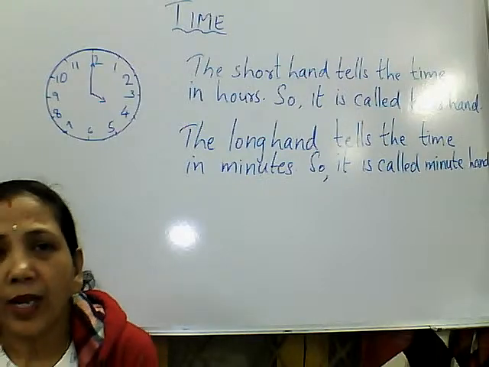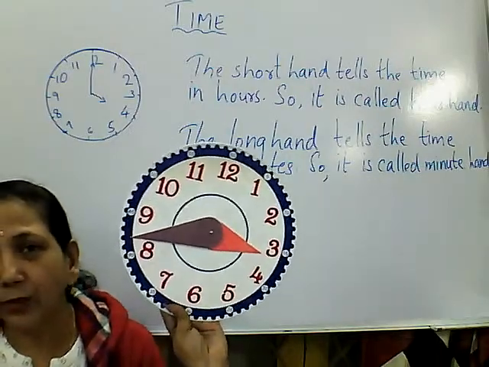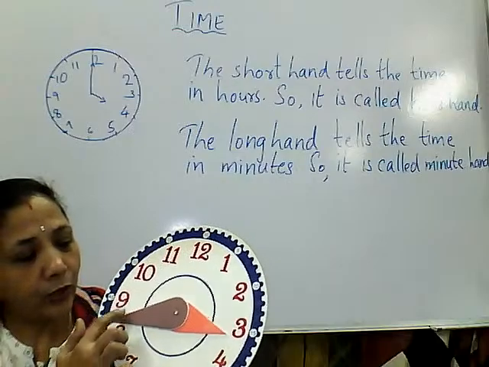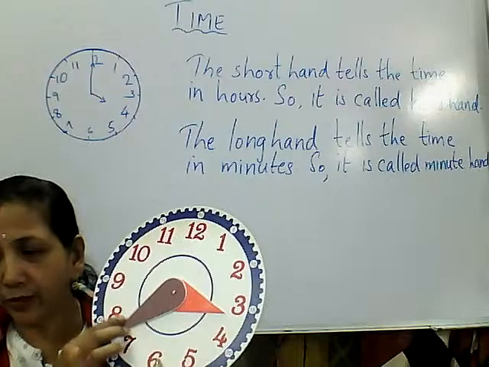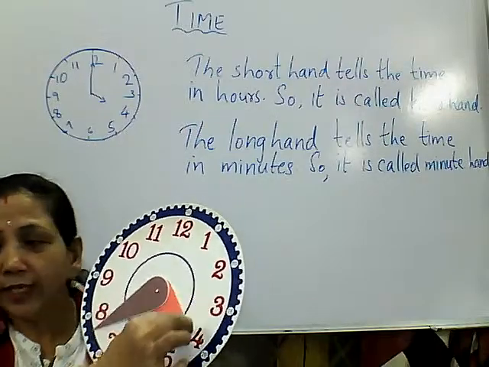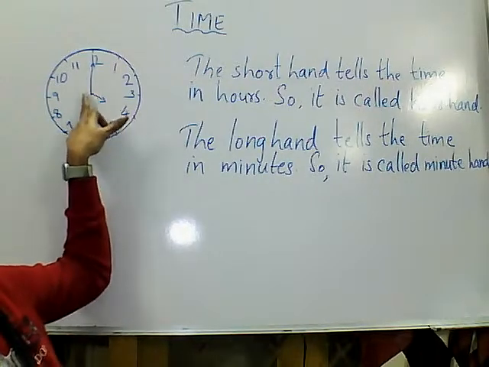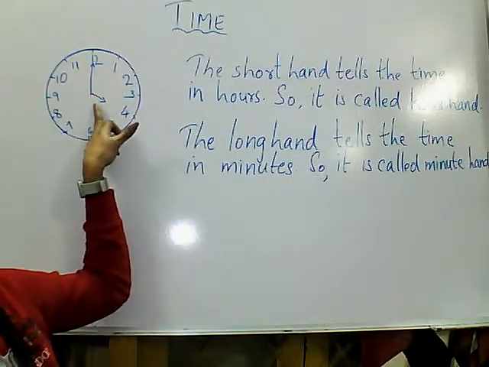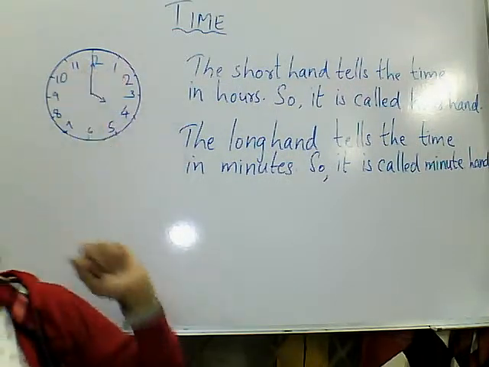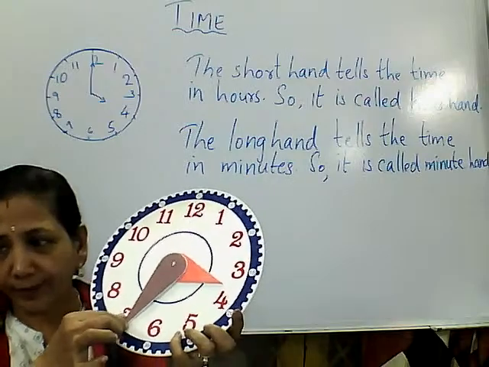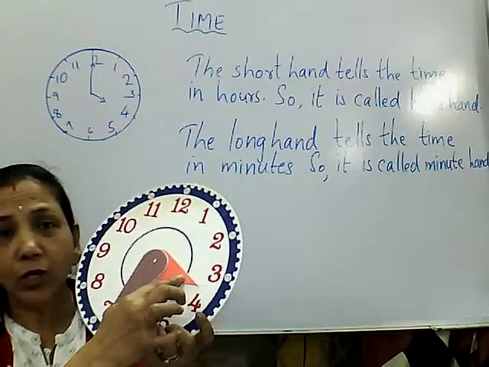Okay children, so here it is showing a 12 hours clock. And there are, see, the long hand and the short hand. Long hand and short hand. Here I have shown the long hand and the short hand. Chota wale ko short hand bolte hai, lamba wale ko long hand. It is longer, ye lamba hai usko long hand bolte hai aur usko short hand.